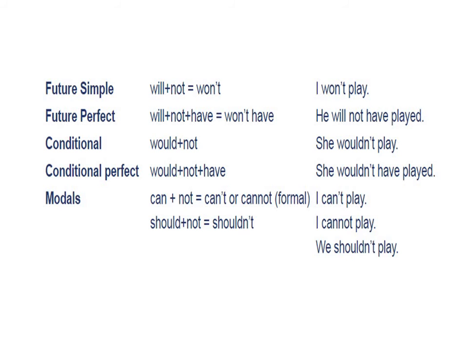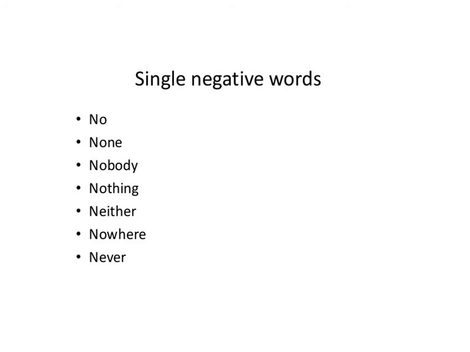So you can study these by yourself in detail and try to grasp the changes into the negative form tense-wise. Some single negative words other than not are no, none. It's not only not that we use as a negative word to make the negative sentence. There are many other words: no, none, nobody, nothing, neither, nowhere, and never. These are some other single words that are used instead of not.